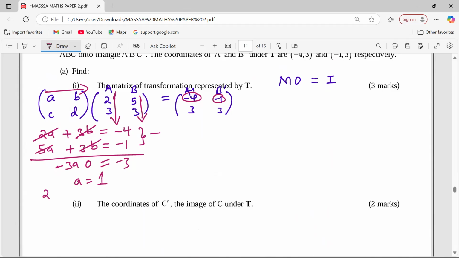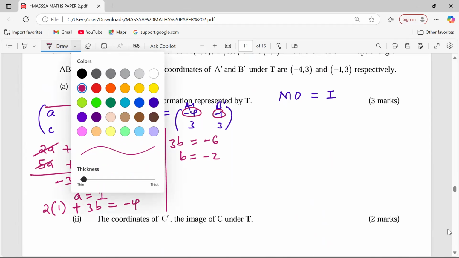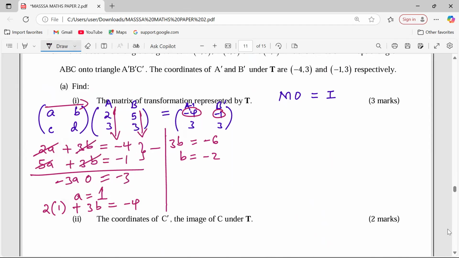So 2 times A means 2 times 1 plus 3B equals negative 4. At this point now, we can talk about 3B being equal to negative 4 minus 2, which is negative 6. So the value of B becomes negative 2 after dividing through by 3. So let's check the other elements in this matrix, which are C and D.